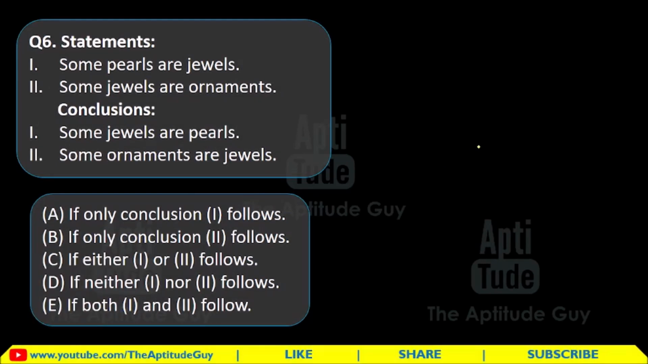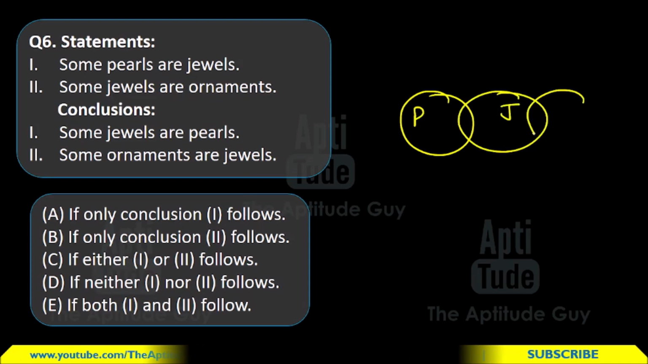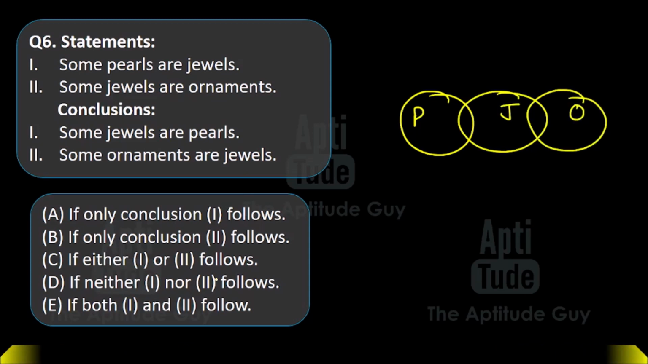Alright, let's do this. Some pearls are jewels. Okay. Some pearls are jewels. Some jewels are ornaments. Nice. Some jewels are ornaments like this. Or another possibility is some jewels are ornaments like this. Two possibilities.